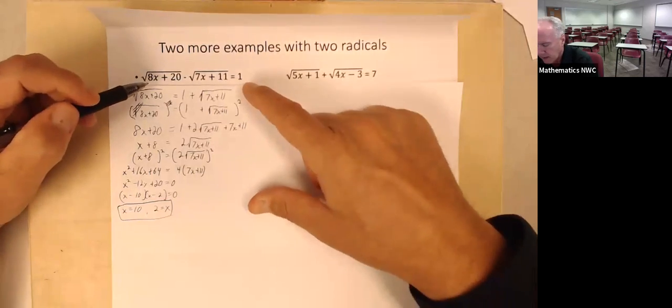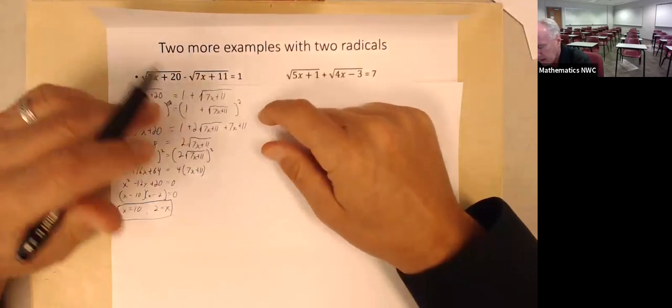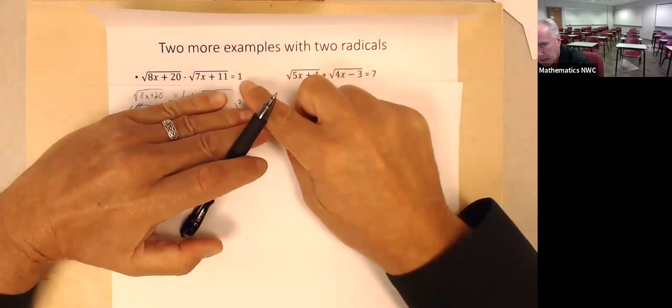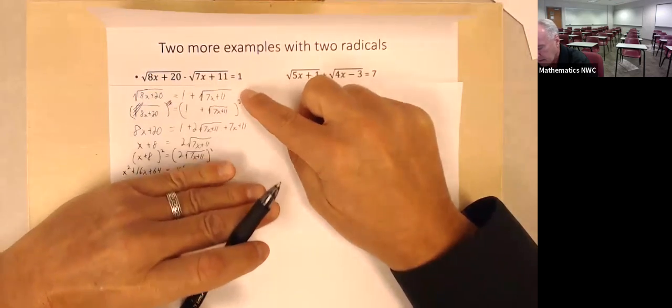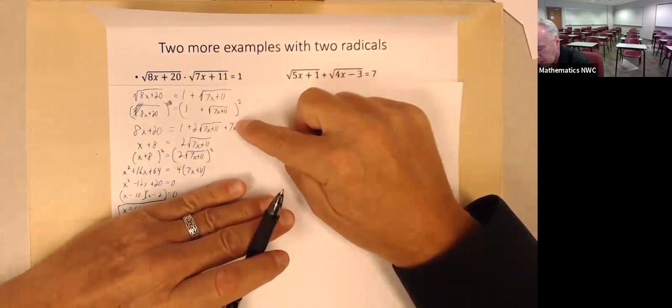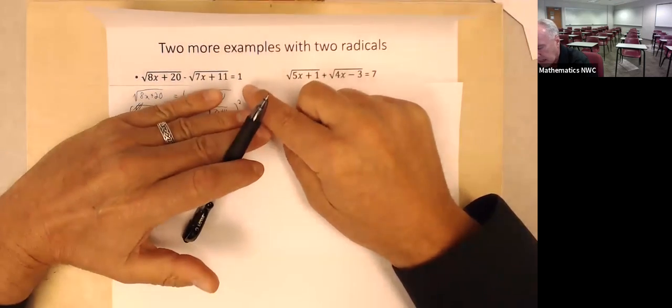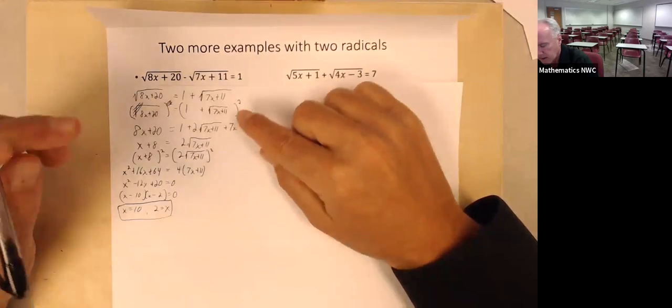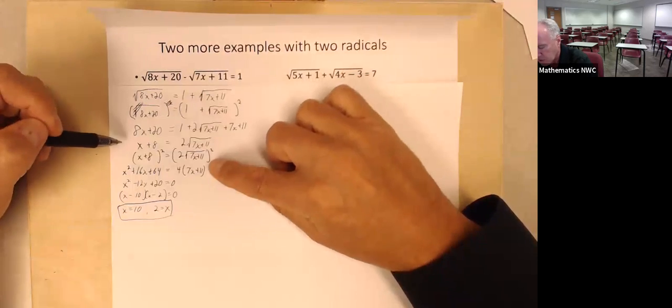Don't be afraid to pause this now. Cover up my work. See if you can do this problem again on your own. If not, look back at this. Try pausing it again. Try doing it again until you can do all these steps. This is a fairly involved algebra procedure.